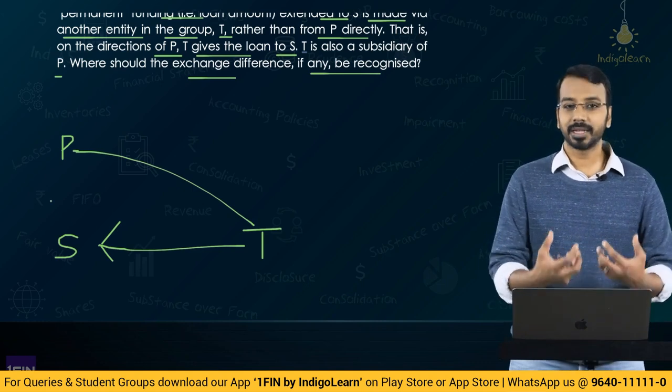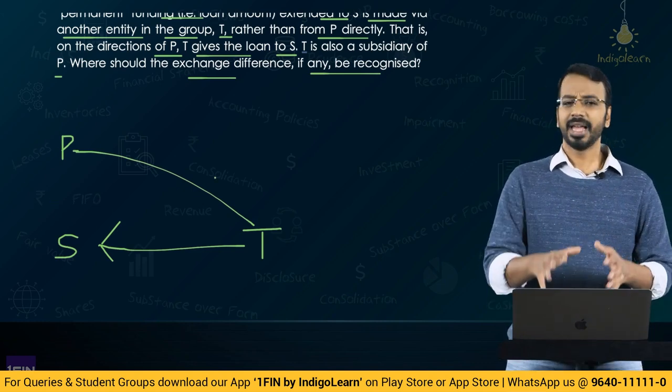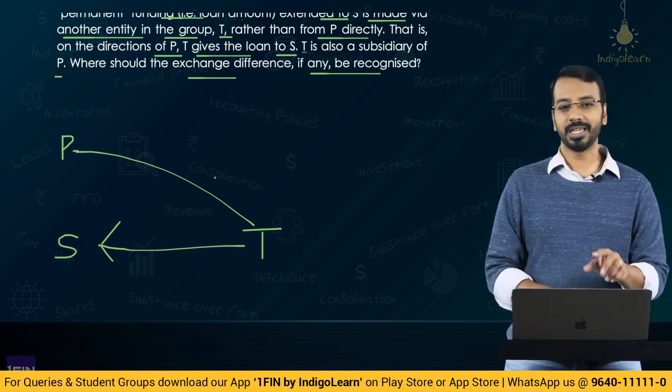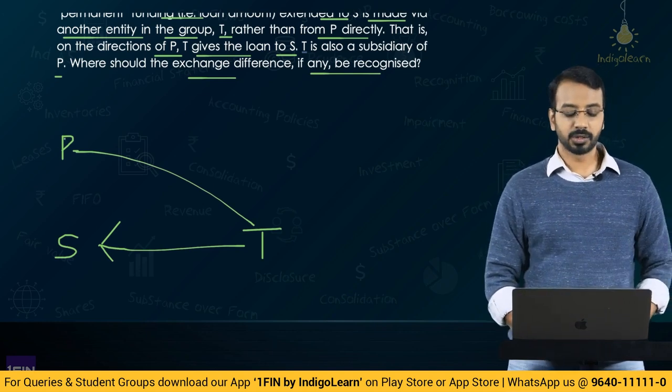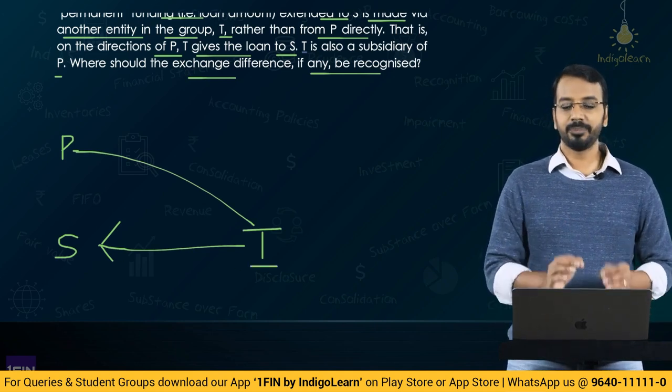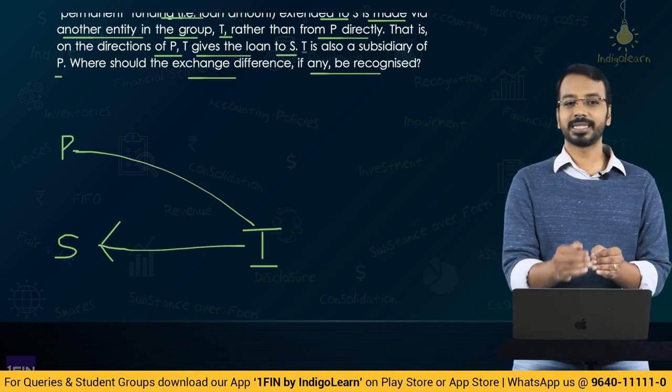Now, where will we recognize the gain or loss? Assume for a moment the functional currency of T is also Euro. The functional currency of T is also Euro. The parent also is Euro, T is also Euro. Now, in the standalone financial statements of T, T will do a remeasurement or restatement of this loan.